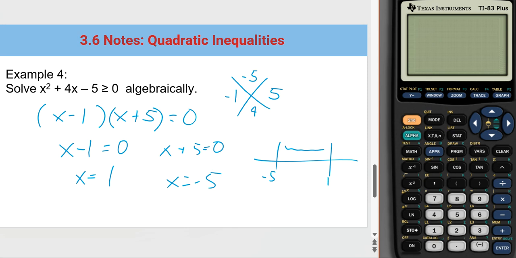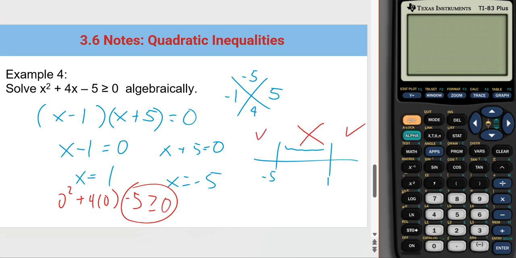So 0 squared plus 4 times 0 minus 5 greater than or equal to 0. Okay, that is not a true statement, right? -5 is not greater than or equal to 0. So this is not where the valid answer is. So I know that these two outer parts are. So I know that x is going to be less than or equal to -5, right? It had that or equal to in the original, or x is greater than or equal to 1.